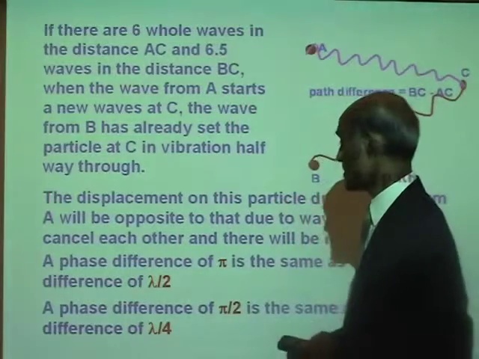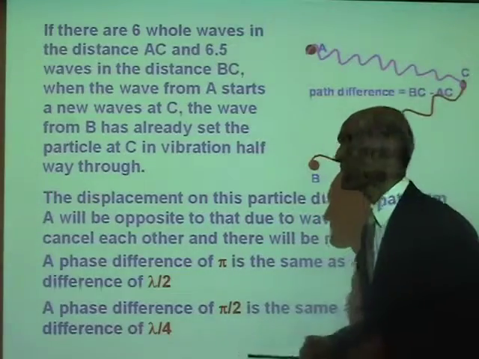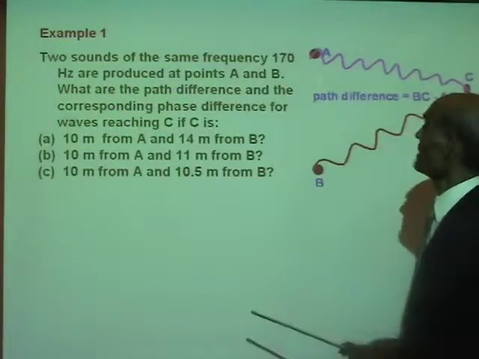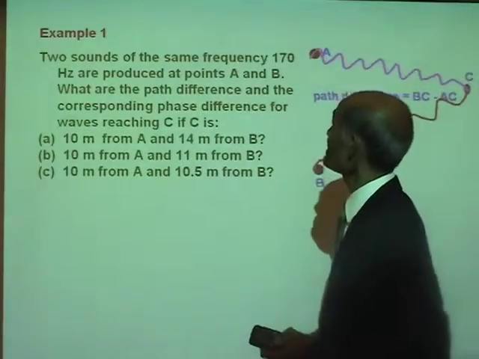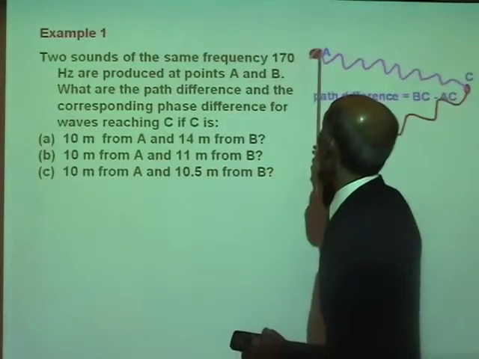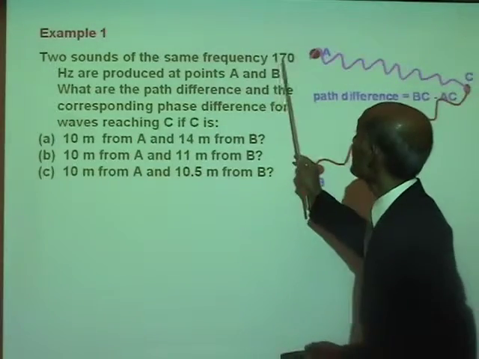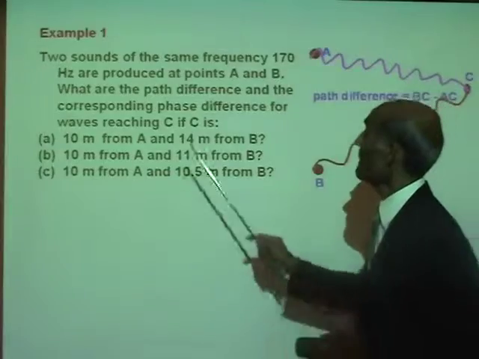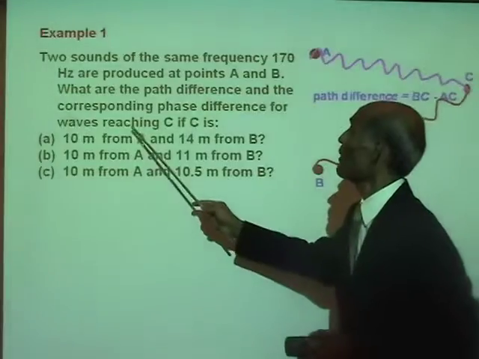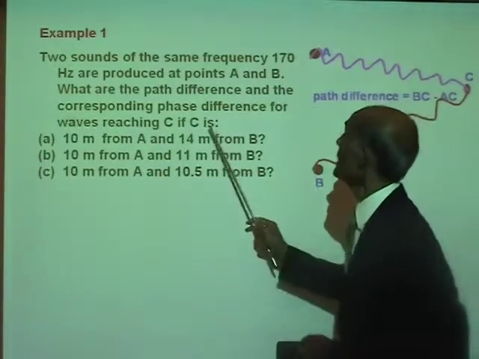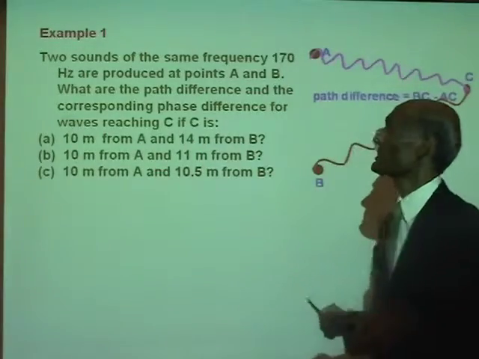Is that right? Okay, let's go on. A phase difference of pi by 2 is the same as the path difference of lambda by 4. Let's do a small problem. Two sounds of the same frequency, 170 Hertz, are produced at points A and B. So the frequencies of the sound produced at points A and B are the same, 170 Hertz. What are the path difference and the corresponding phase difference for waves reaching at C if C is 10 meters from A and 14 meters from B?